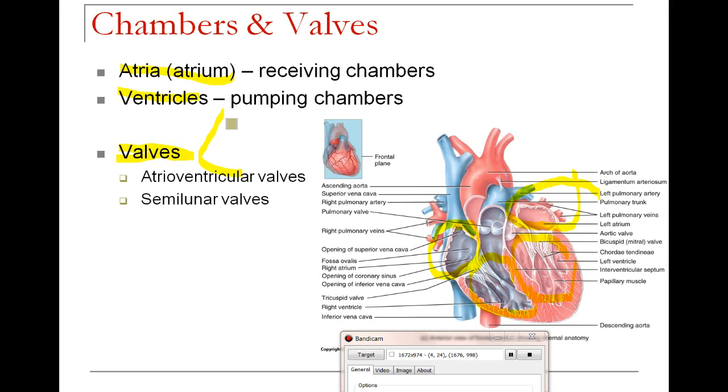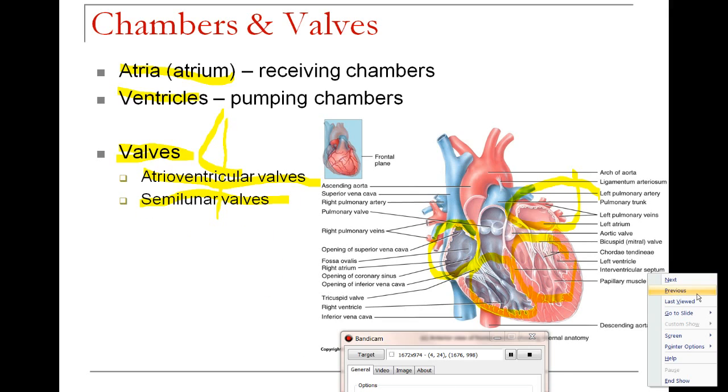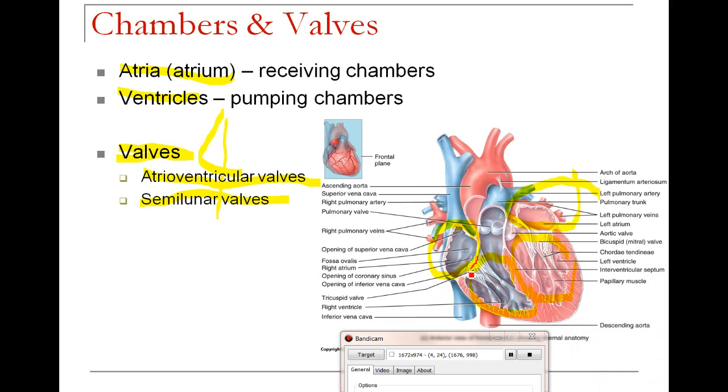4 valves. 2 valves are called atrioventricular valves, and 2 valves are called semilunar valves. The atrioventricular valves are the valves that are between the atria and the ventricles. They're right in here. I tried to make them red. They control the flow of blood between the atria and the ventricles, and they're on the right and left sides.